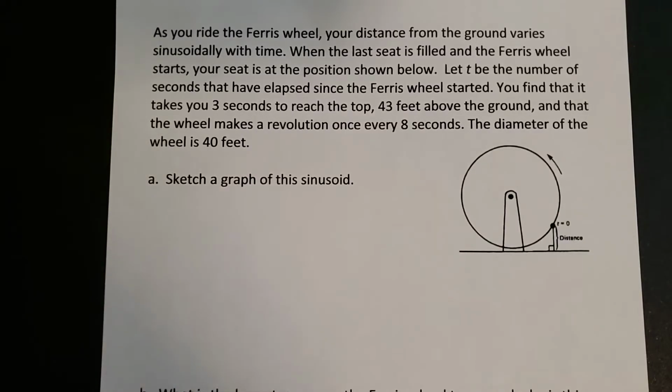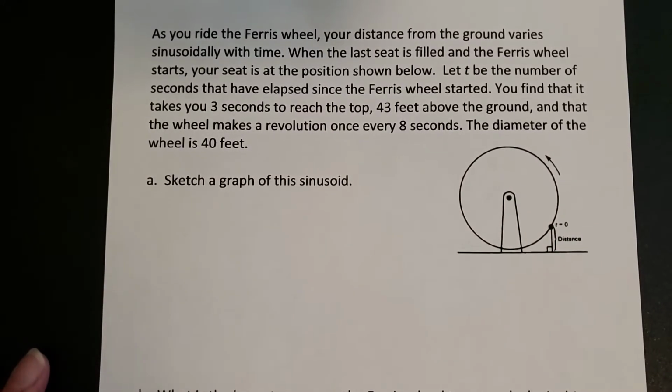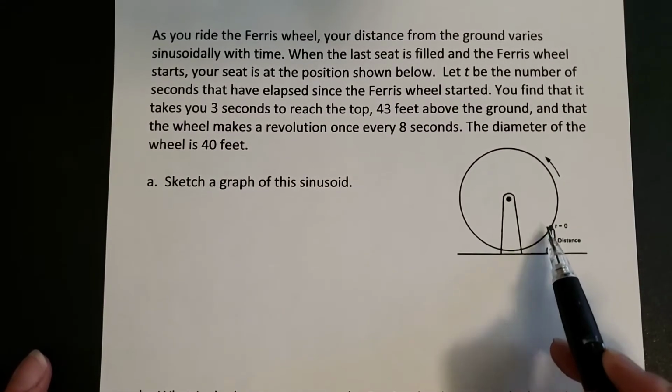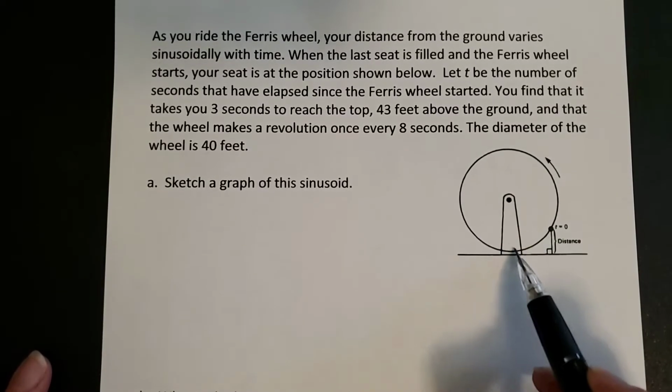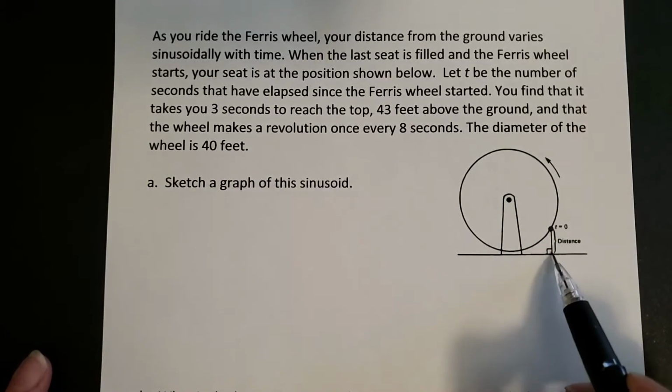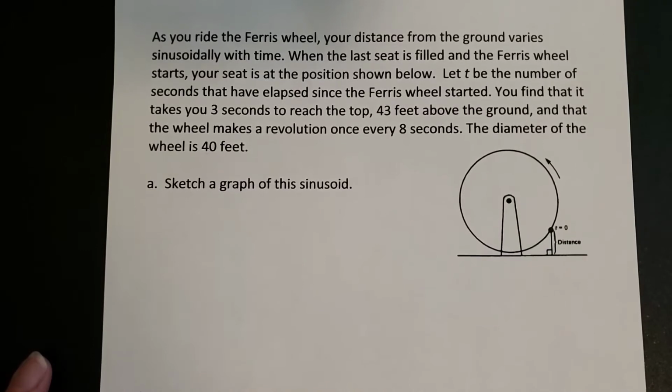So here we go. As you ride the Ferris wheel, your distance from the ground varies sinusoidally with time. Now, that whole phrase, varies sinusoidally with time, just means you're going to use a sine or cosine equation. When the last seat is filled and the Ferris wheel starts. Now, notice it did not say that you were in the last seat. Just when the last seat is filled, you are over here somewhere to the right here. You have been on the Ferris wheel. So you are not the last person. We do not know what our height above the ground is when that starts.